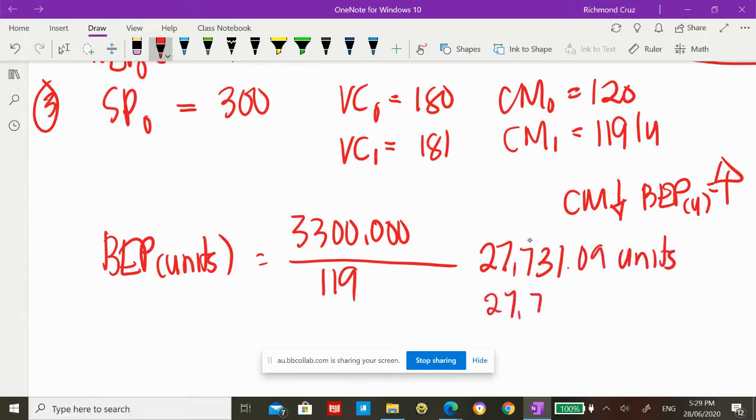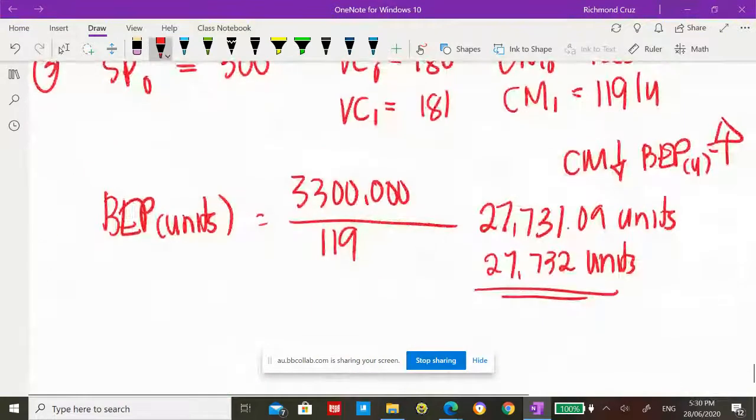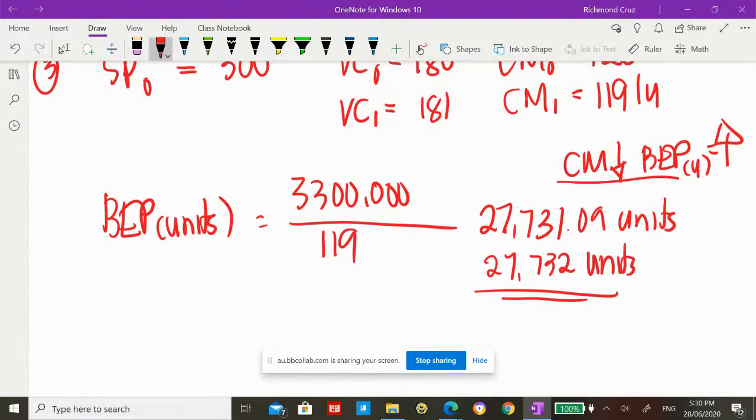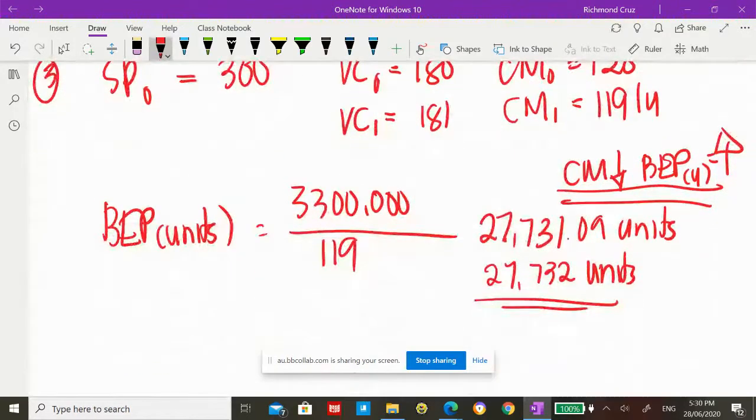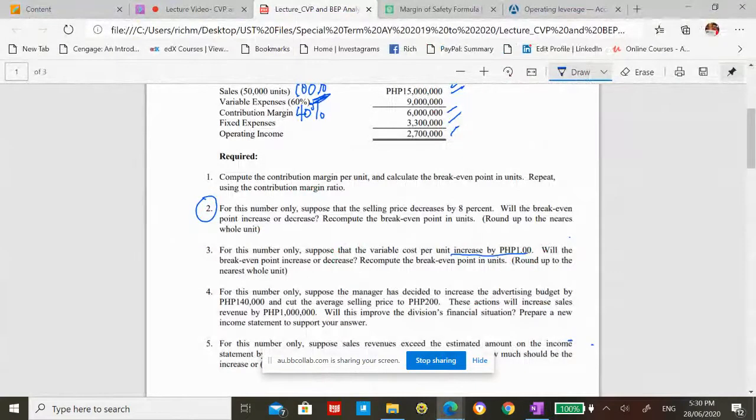So, 27,732 units na. So, bumaba yung contribution margin. Take note, ang break-even point natin before is 27.5. So, same rule. So, mangyayari, tataas yung break-even point mo. So, from 27,500, magiging 27,732.